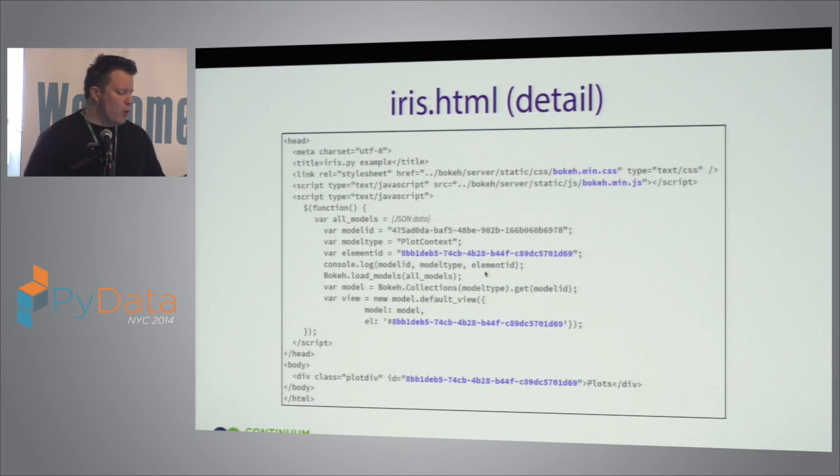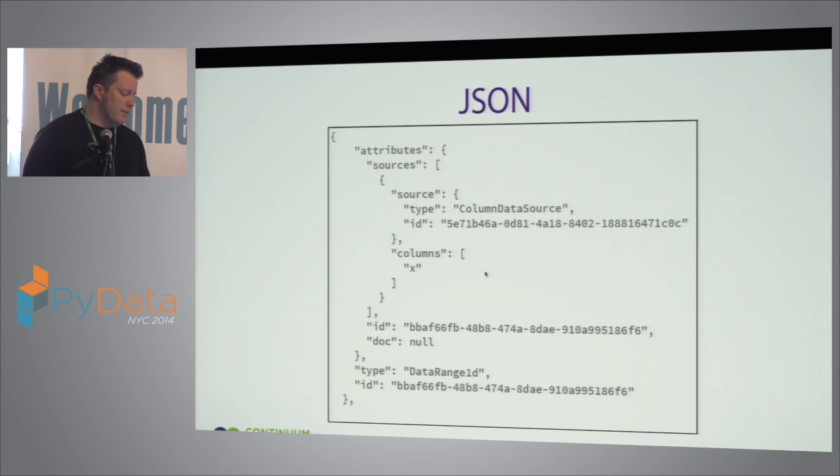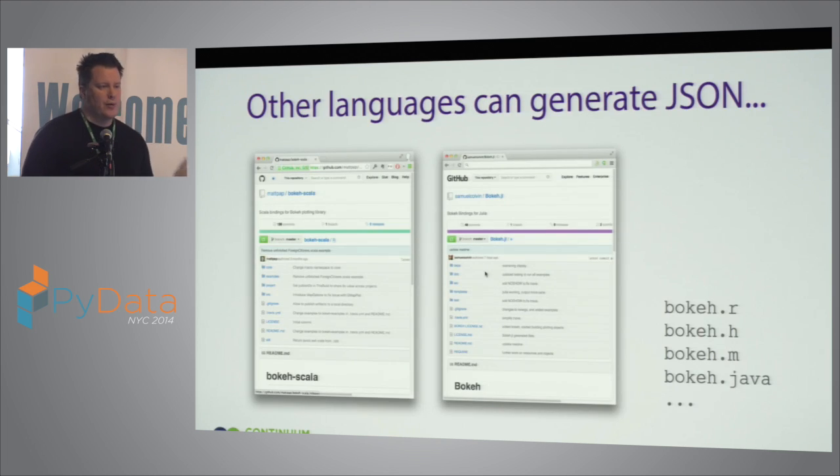But we can zoom in a little bit more, and we can see this is, for instance, a prototypical kind of serialization of one of those objects. Here's a column data source. It has these columns, X, and it's referenced by this data range, that sort of thing. And the reason I mention all of this is because Python's not the only language that can generate JSON. And this, I think, is actually really exciting as well.